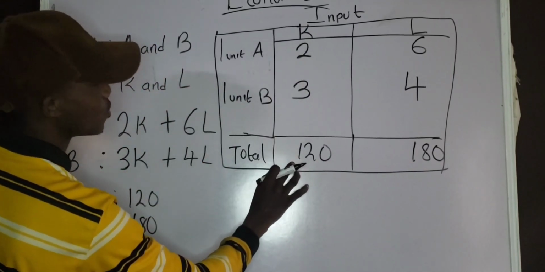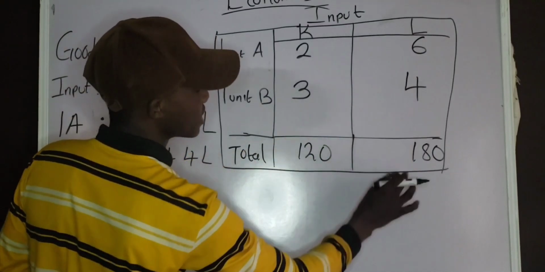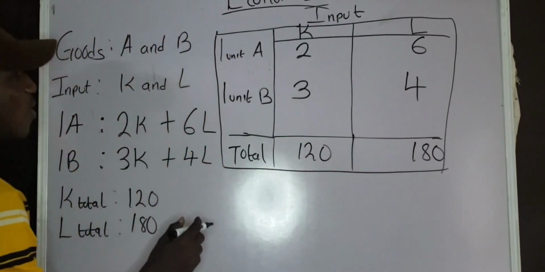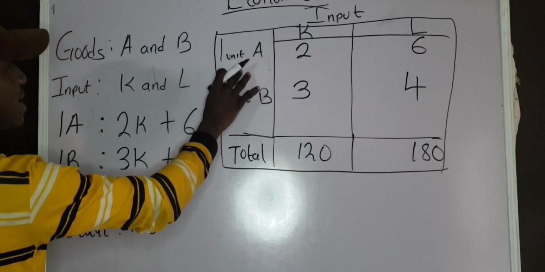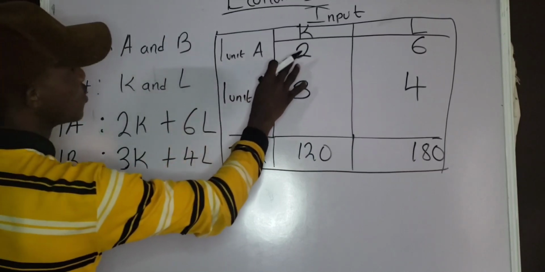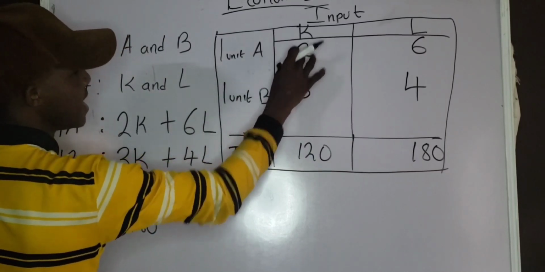The total amount of input K is 120, and the total amount of input L is 180. Now, to produce goods A, the company is going to use 2 units of K.